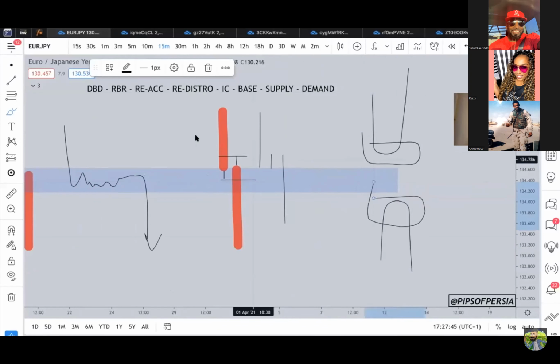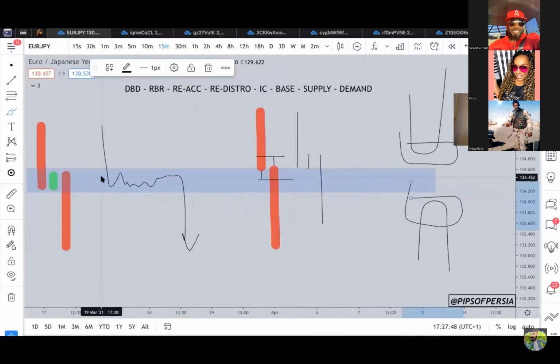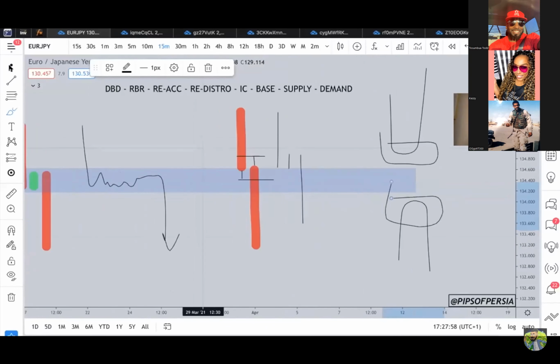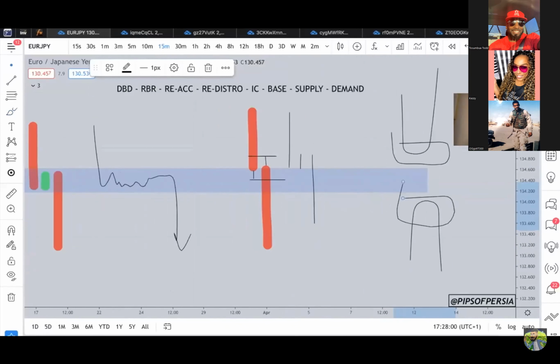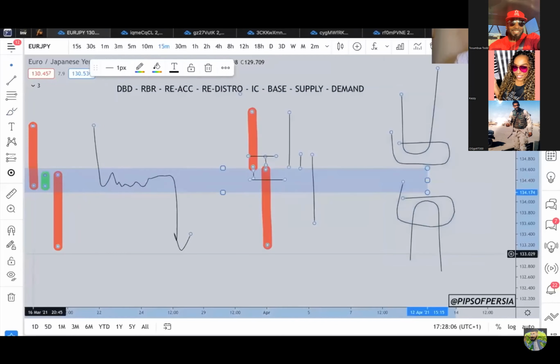Now, when we spoke earlier about new supply and why that supply is important, this is where I'm going to start to speak a little bit more about entries and how we actually take entries using supply and demand and using drop-base-drops and rally-base-rallies. Okay, now let's go ahead and get rid of this.